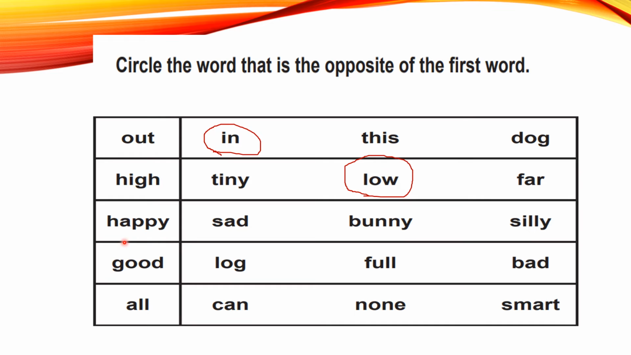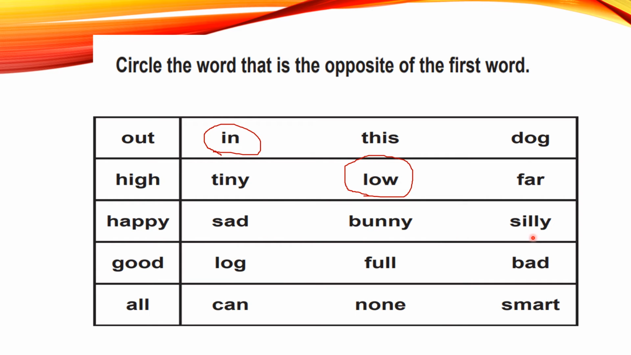Moving next to the third row. See, happy. We have seen happy, right? In antonyms part one we have seen happy. The opposite of happy is sad, right? Sad. Bunny, will it come? Who is bunny, children? Who is bunny? Rabbits. A child is also called bunny. So bunny, will it come here?